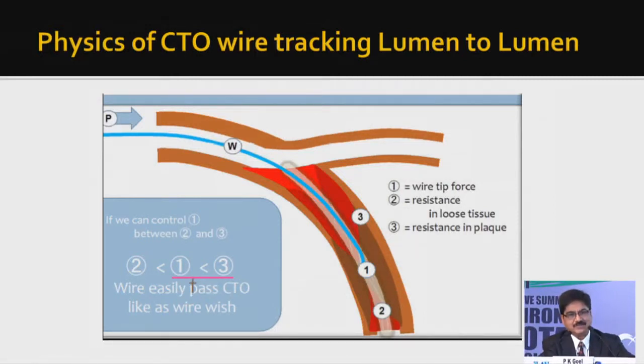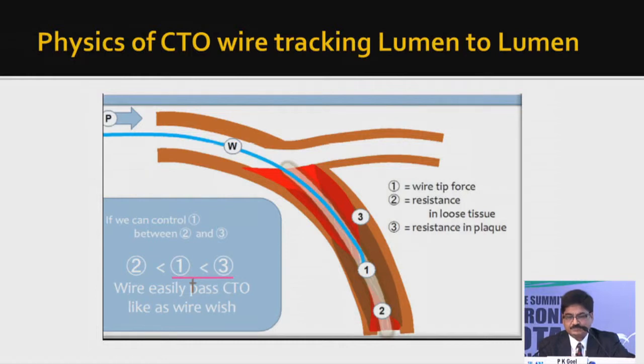This is what I have been trying to learn all these years, and I think still I'm not perfect, and the Japanese are very perfect in it. But I think this is very important, and unless you understand how to handle these wires, it's very easy to say you just rotate it and it will go. So the basic principle or the physics of CTO wire tracking, there are three forces you must understand.